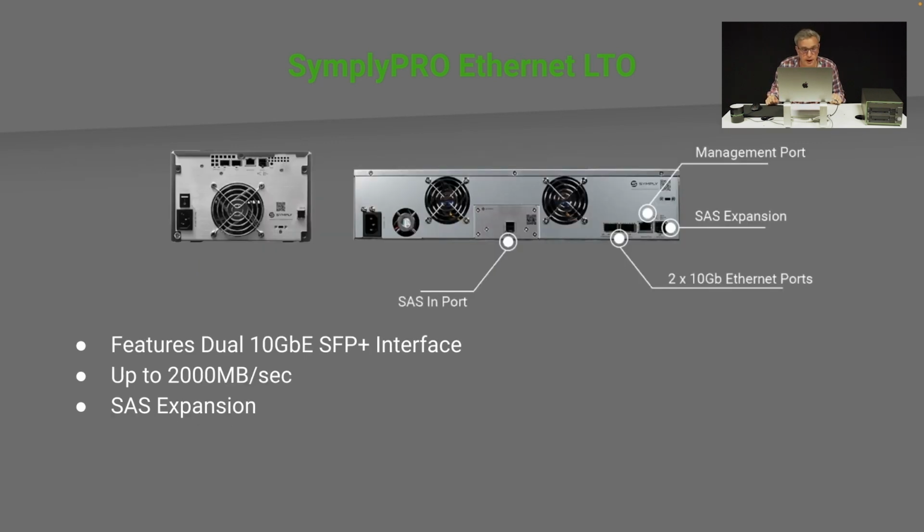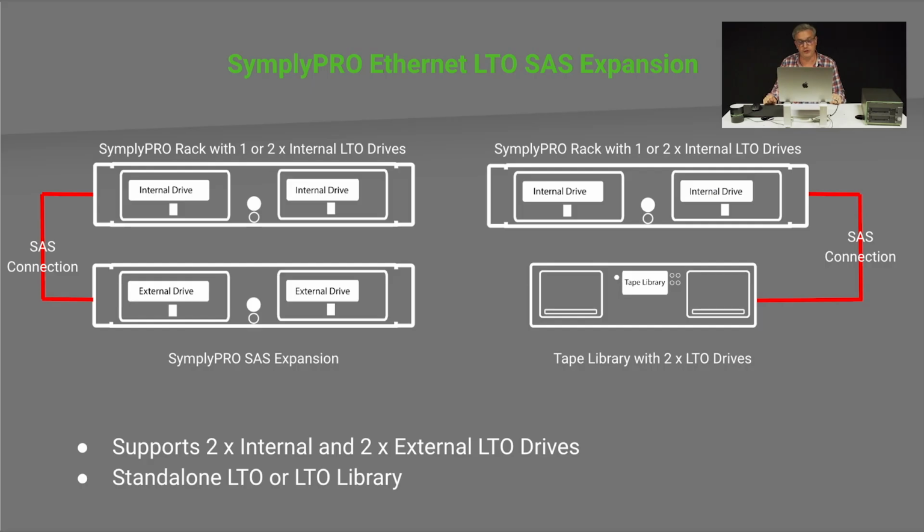Then just moving on to the next slide, just to show you some of the connectivity features. As I said, we've got 10 gig SFP+ interfaces. That'll give you up to about 2,000 megabytes a second aggregated across the system. As you can see here, we've got management ports that allow you to set the IP addresses. We've got the 10 gig ports. I'd particularly like to point out the SAS expansion port, and we'll come on to that in the next slide, because what that SAS expansion port allows you to do is to connect to more tape drives.